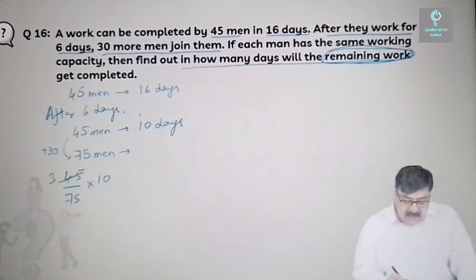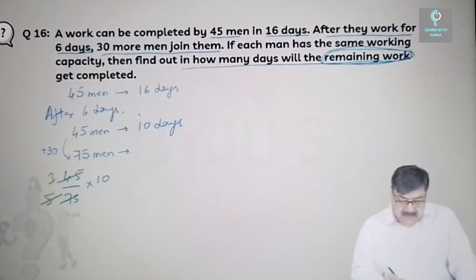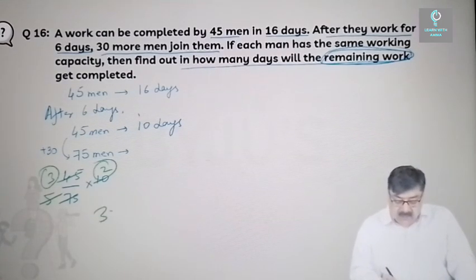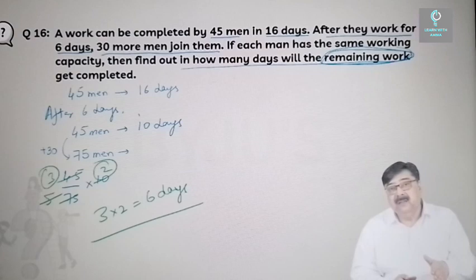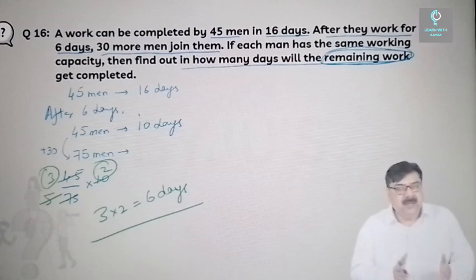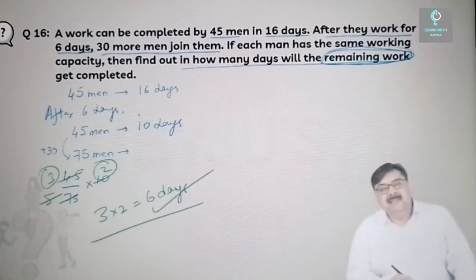So 15 threes are, 15 fives are, 5 twos are. So we are left with only 3 and 2. So 3 into 2, 6 days. So now the remaining work, which was to be completed by 45 men in 10 days, now because 30 more men have joined, the total number of men has become 75. So now the remaining work will get completed in 6 days.